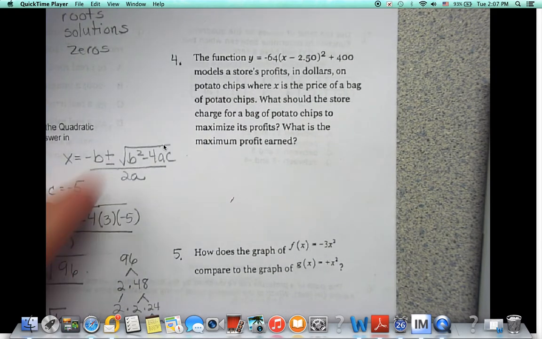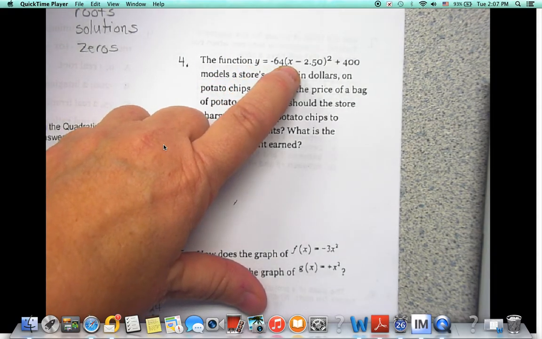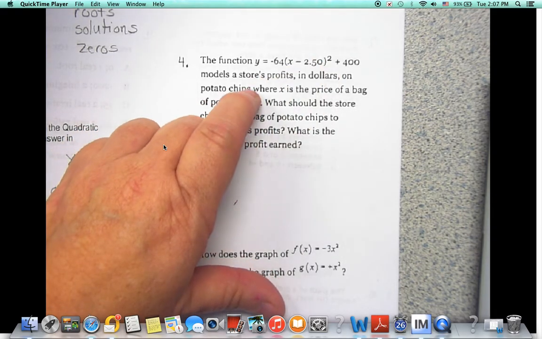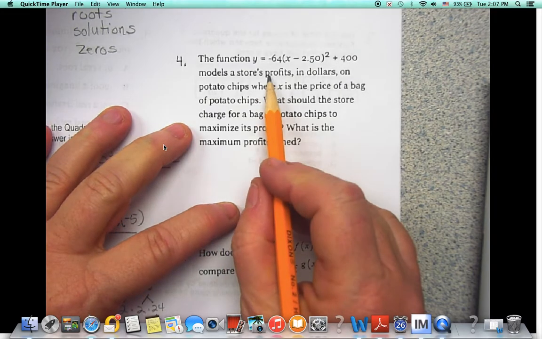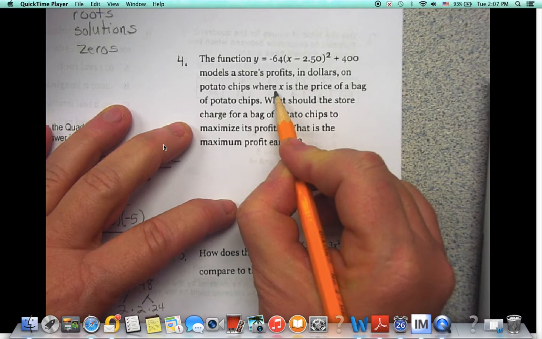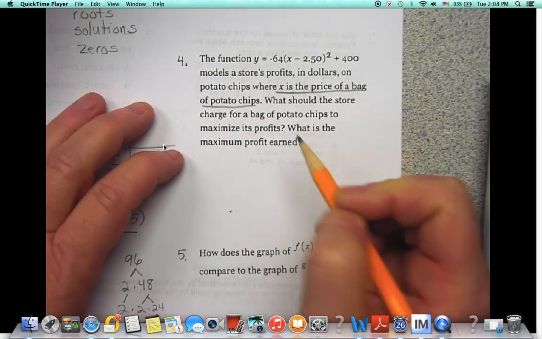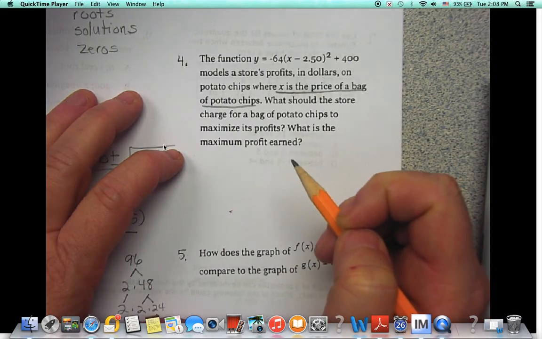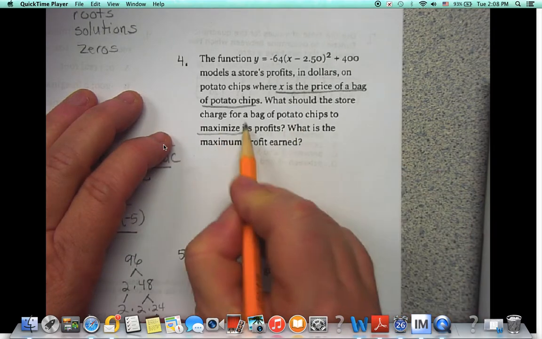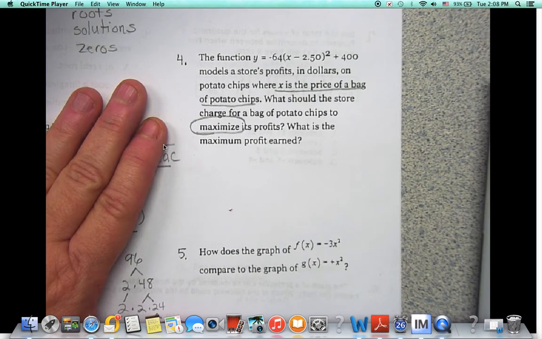The function y equals negative 64 parentheses x minus 2.50 squared plus 400 models a store's profits in dollars on potato chips, where x is the price of the bag of potato chips. What should the store charge for a bag of potato chips to maximize its profits?